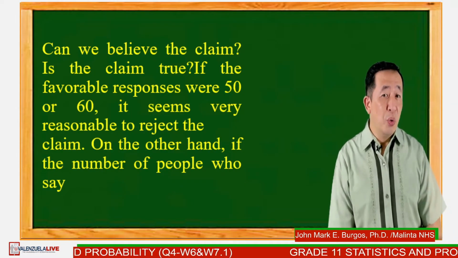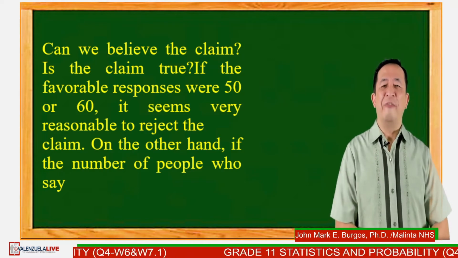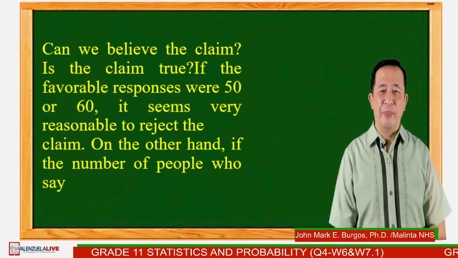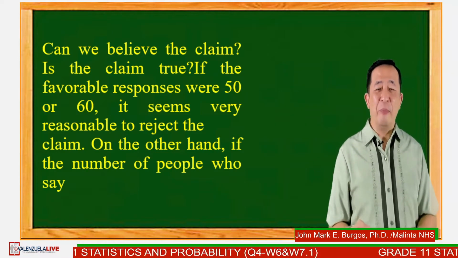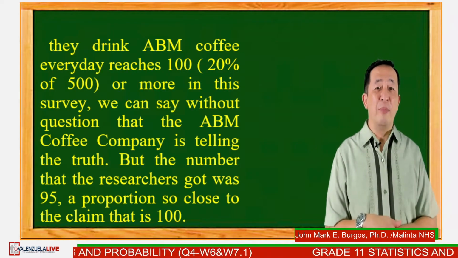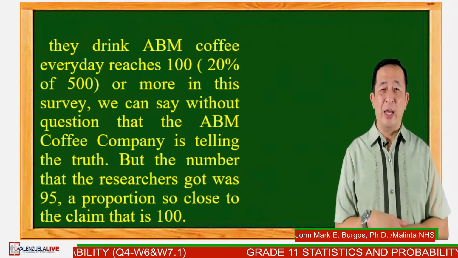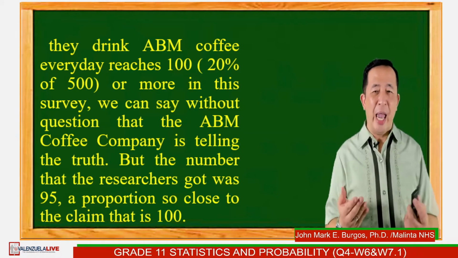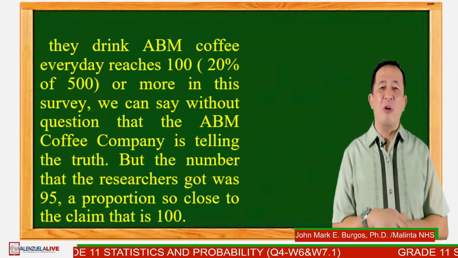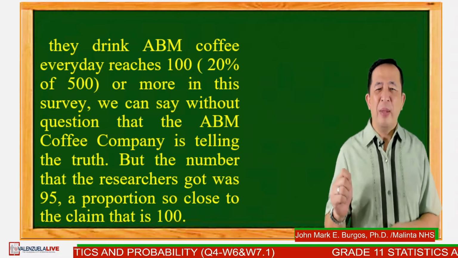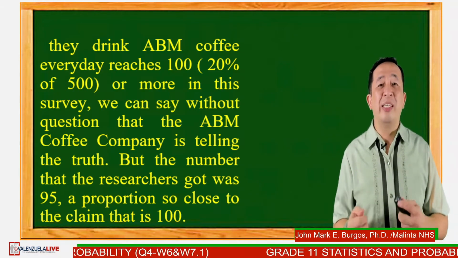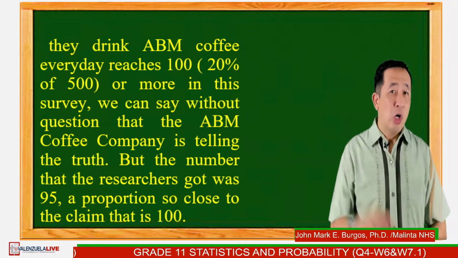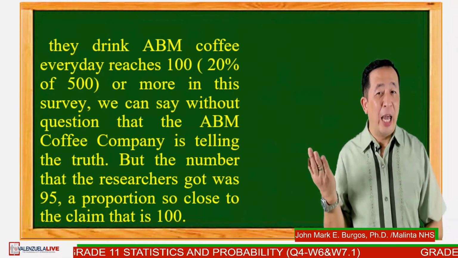Is the claim true? If the favorable responses were 50 or 60, it seems very reasonable to reject the claim. On the other hand, if the number of people who say they drink ABM coffee every day reaches 100, or 20% of 500, or more in this survey, we can say without question that the ABM Coffee Company is telling the truth. But the number that the researchers got was 95, a proportion so close to the claim, that is 100. So the question is, do we reject the claim outright?